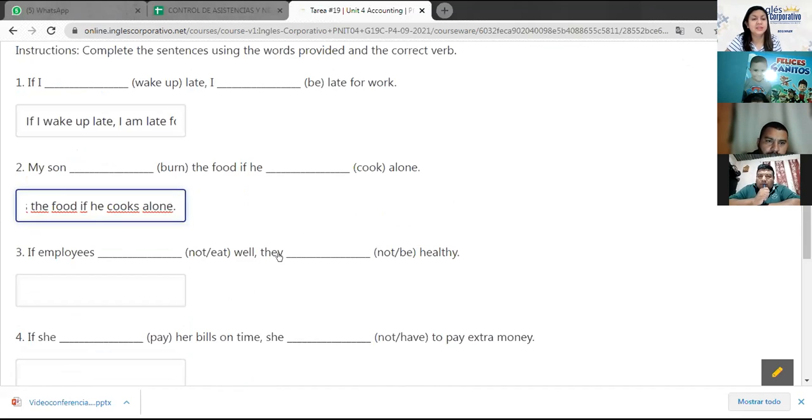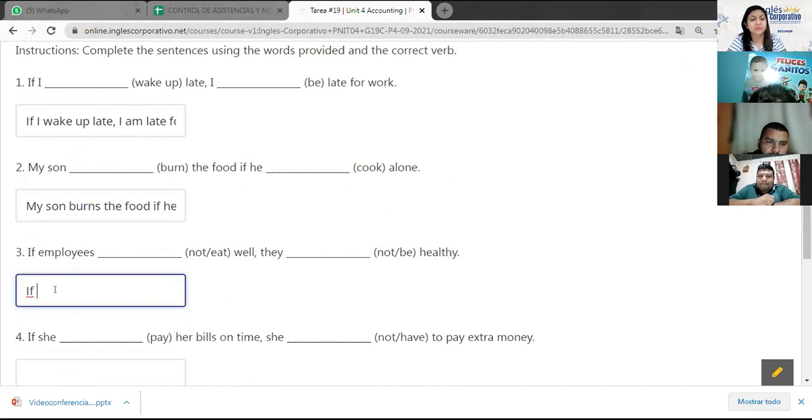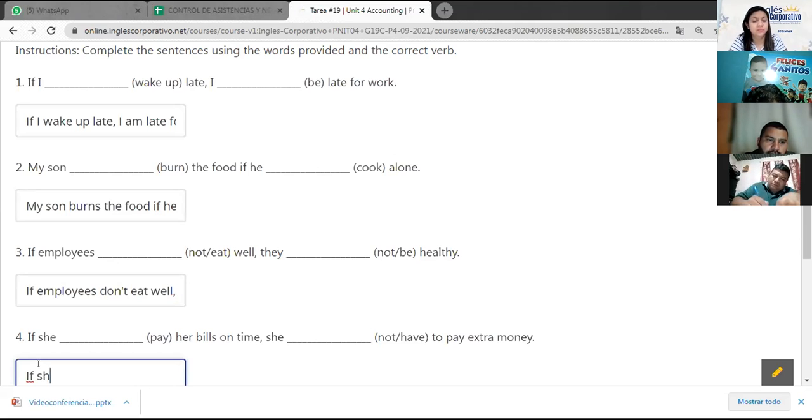If employees. Don't. That's it. Don't. Nancy, ¿por qué? Porque son plurales. If employees don't eat well, they are not healthy. If she pays her bills on time, she doesn't have to pay extra money.